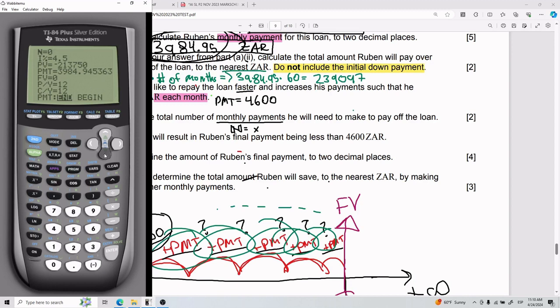Now, what changes? I still have the same percent. I still have the same amount of money owed, okay? And PMT is what changed. So PMT is going to be 4,600. PV is still negative because it is a loan. PMT is going to be positive because you still want to reach an FV of 0.